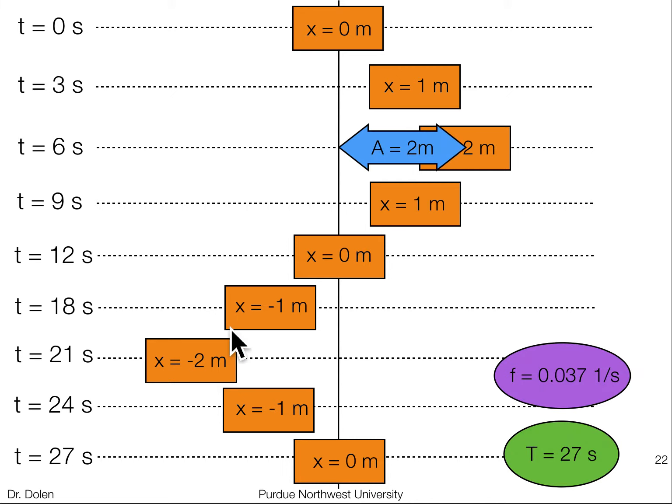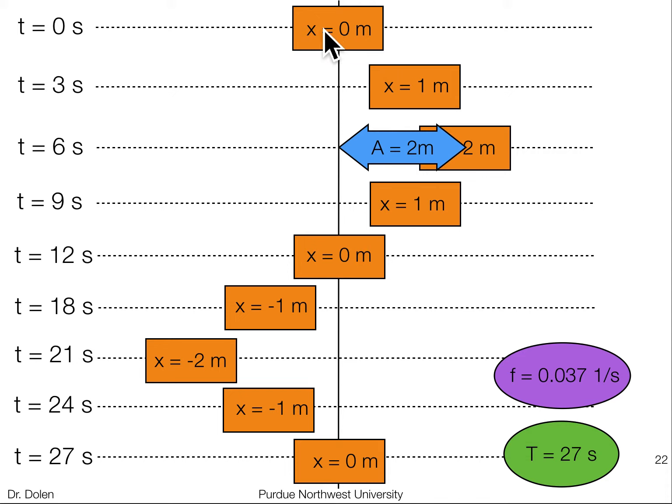The amplitude is just our maximum displacement. So it's a positive number. The furthest away we get from the equilibrium point is 2 meters. Okay, so that's our amplitude. Our period is just the time it takes to complete one complete cycle.